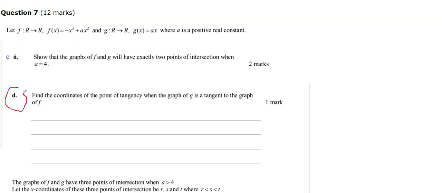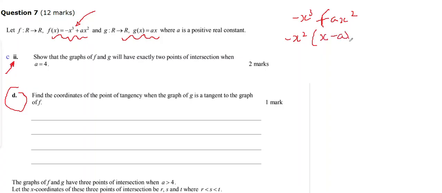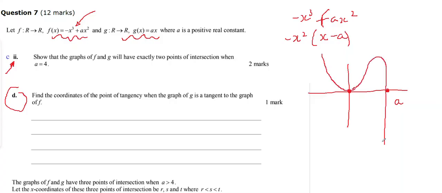Be able to do D, however, I need to think about what my answer was in C part 2. This is my functions that I am making equal to each other, and I have this cubic. So minus x cubed plus ax squared. If I take a negative x squared out, that leaves me with x minus a. Therefore, I've got this negative cubic that bounces at 0 and cuts at a. And looks like this.